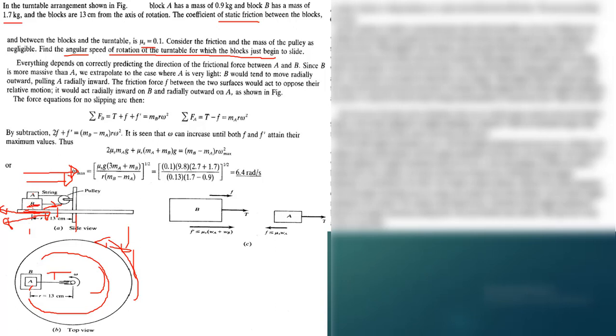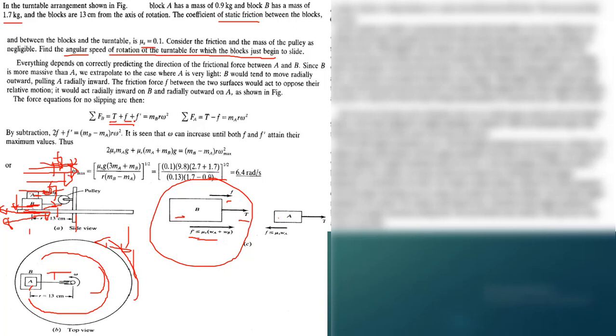But there is another friction that comes from body A. As this is moving here, body A creates a friction to oppose it. So it has another friction here. It has friction due to A, friction due to the turntable, and tension. In total, these are the forces acting on body B: we have the tension, we have the friction force due to the turntable, and we have the friction force due to body A.